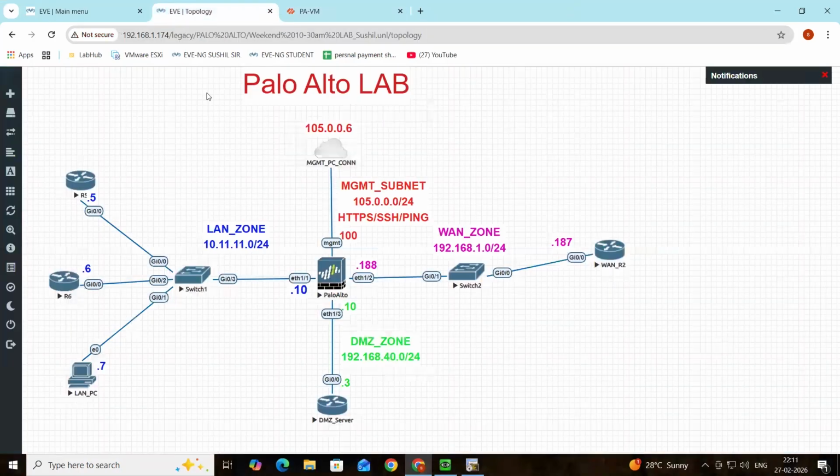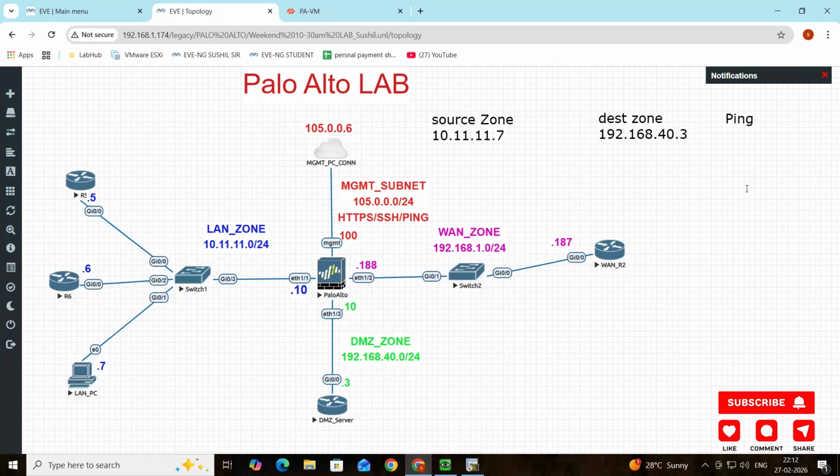Right now, we initiated a packet from which zone? Yeah. LAN zone. Tell me, this is my source zone. What was my source IP? 10.11.11.7 was the source IP. What was my destination zone? My destination zone was 192.168.40.3. We tried pinging for which application? Ping. That was my ICMP protocol, right? So it is counted as an application.